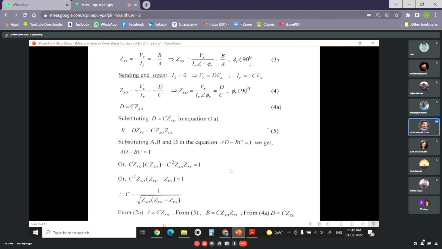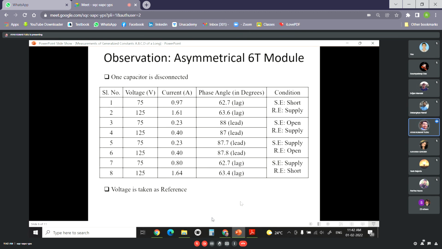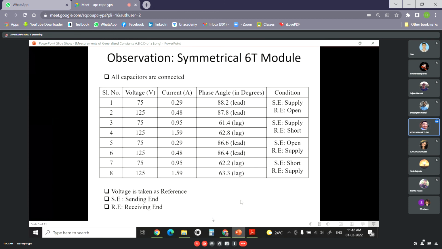Any questions? Yes, any questions? Sir, for the reports, will we do both for symmetrical and asymmetrical? Yes, yes. Both symmetrical and asymmetrical have to be there in the report.